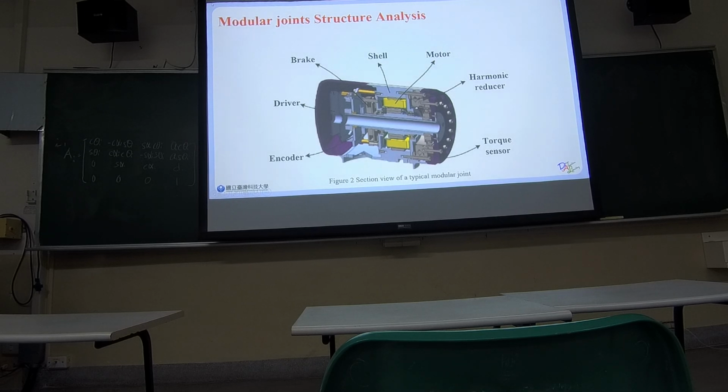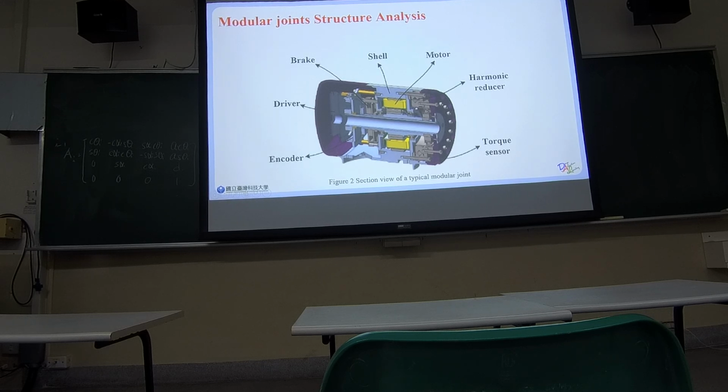Modular joint structure and analysis. Now let's focus on the modular joint structure analysis. Collaborative robots often use modular joints, which consist of several key components. These include a motor, encoder, brake, torque sensor, harmonic reducer, and driver. Let me briefly describe the function of each component. And motor and hollow shaft.